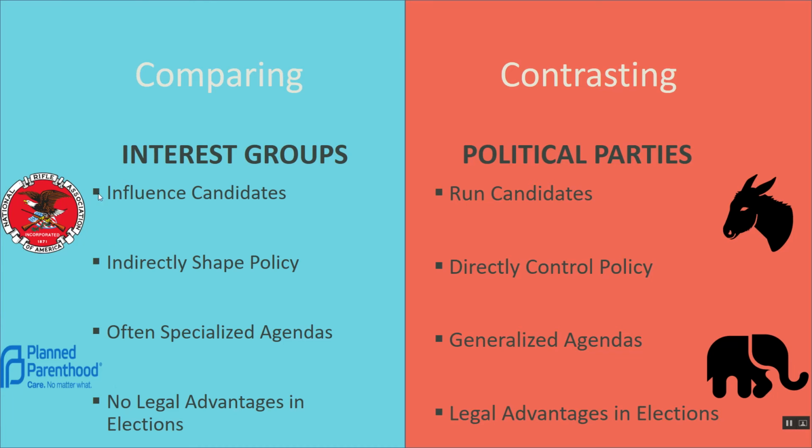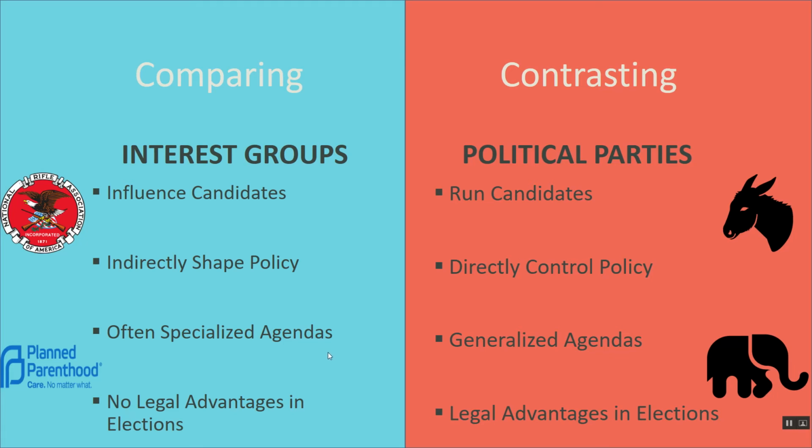So those are the two major differences. Parties run candidates, interest groups don't. Parties therefore have direct control over public policy, and interest groups only have indirect influence. But there are also two minor differences that we're briefly going to touch upon. Because political parties need to win elections, they run candidates, they tend to have very generalized agendas. Whereas the fact that interest groups do not run candidates and are therefore not trying to win elections means that they can afford to have a much more specialized agenda.